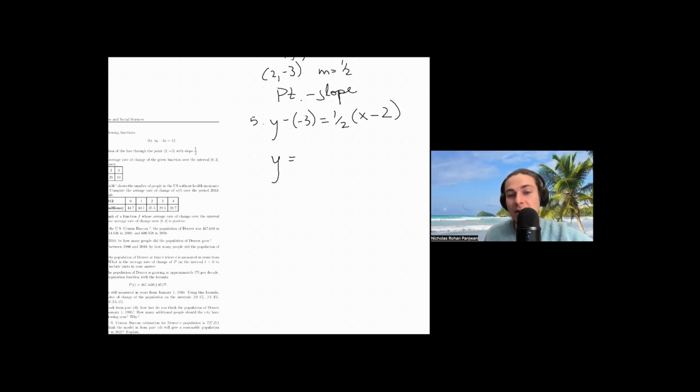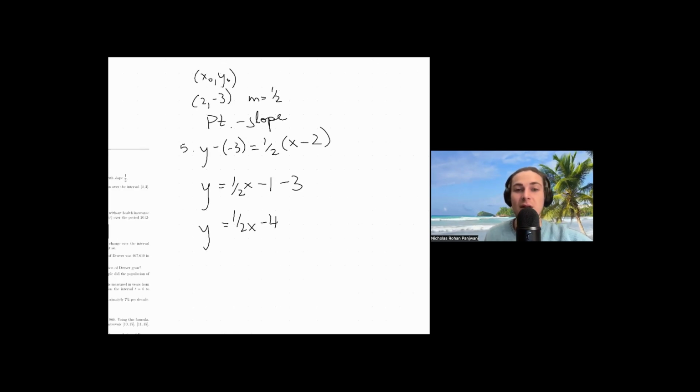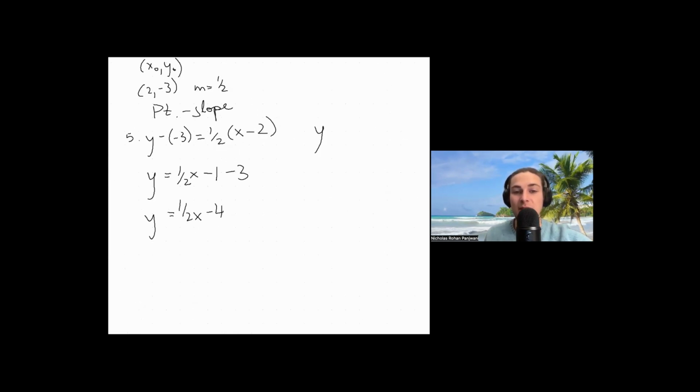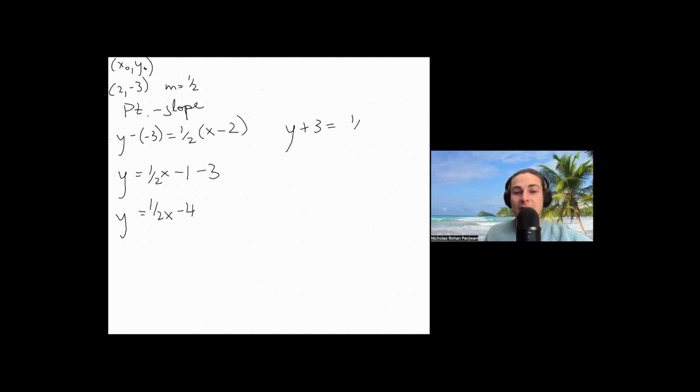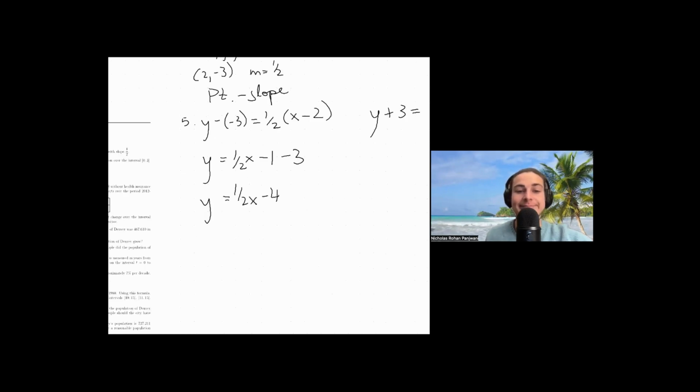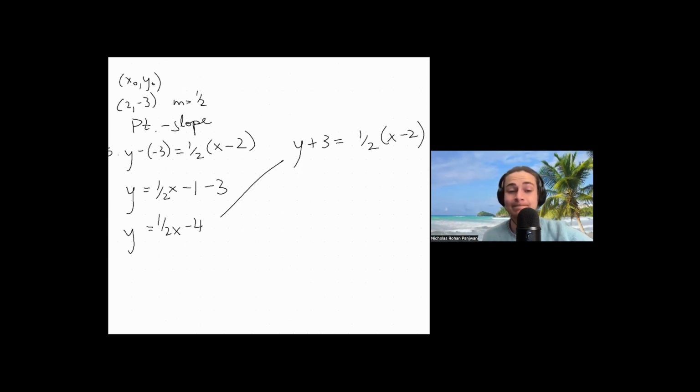And then we can distribute this m, right? So this ends up being 1/2 x minus 1/2 times 2, so it's 1. And then we move this to the other side. So that's y plus 3 over here, and when we move it to the other side, it's minus 3. So y is equal to 1/2 x minus 4. That's the same thing as this. And if you wanted to correct the negative situation there, make it into a positive situation, y plus 3 is equal to 1/2 times x minus 2. So this is the same as this. That's how it goes.